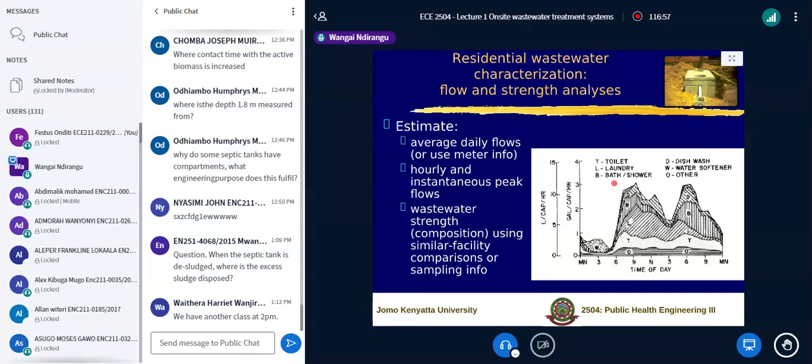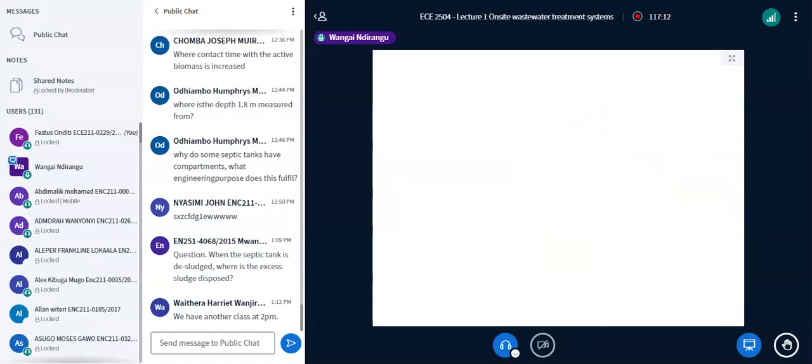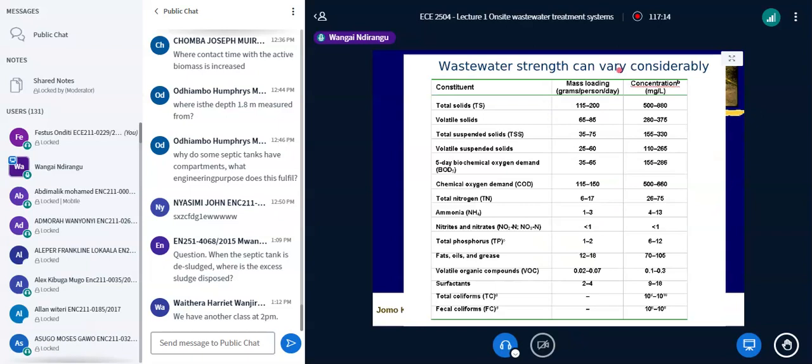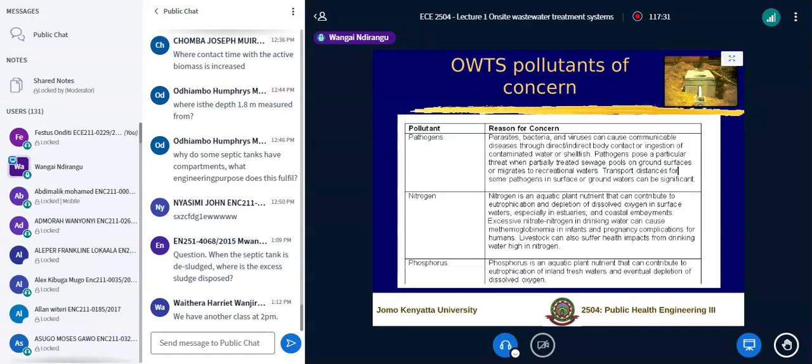So this is a typical hourly flow rate. Are you having a more uniform flow, or some with a very high peak? Depending on the characterization of flow and strength, that affects your work. And of course, we're looking here at typical concentrations of the various wastewaters, just for you to reference.